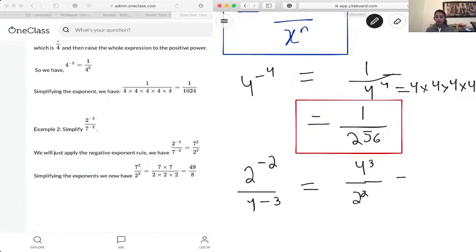So this becomes 64 over 4, which can then be simplified to 16, as our final answer.